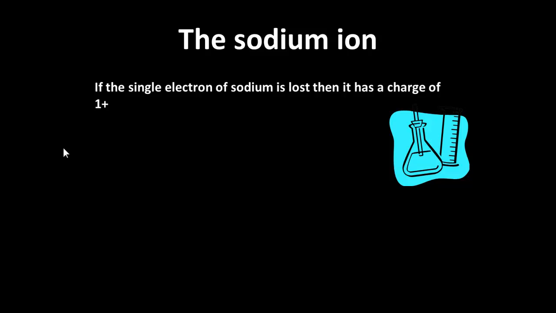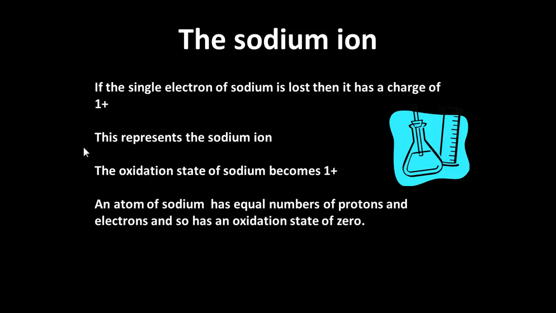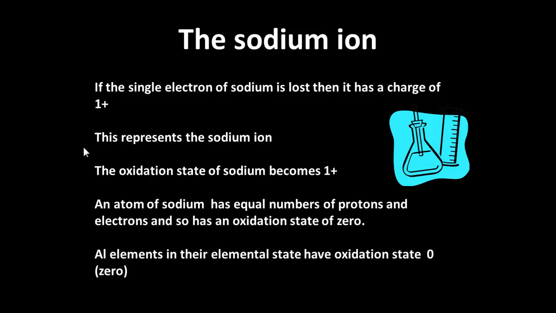So our sodium atom has a single outer electron, but if we lose it, then we end up with a positive charge, and that represents the sodium ion. So the difference between the atom and the ion is the ion has a charge, but the atom has to be neutral. In other words, the charges balance each other out. So the sodium ion has an oxidation state of 1 plus. The atom has equal numbers of protons and electrons, so its oxidation state is 0. All elements, by the way, in their elemental state have oxidation states of 0.